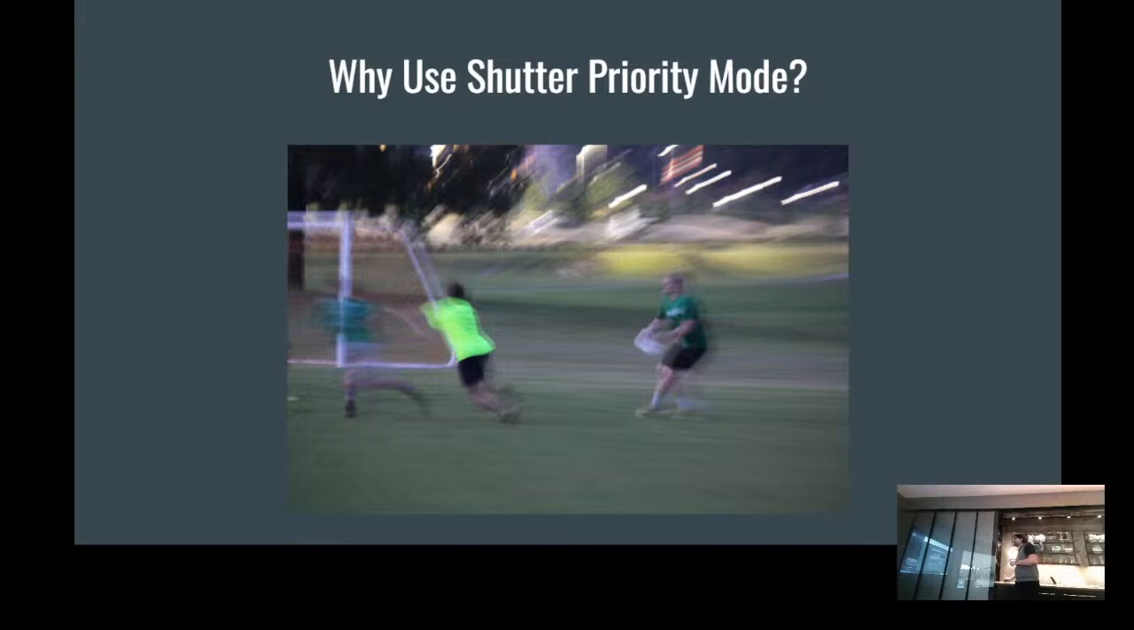But then it plays into the lighting, right? Because if it's darker, if it's at night, that's where shutter priority plays with ISO. And ISO is the third part of this whole thing.